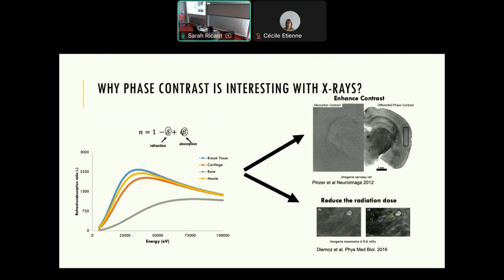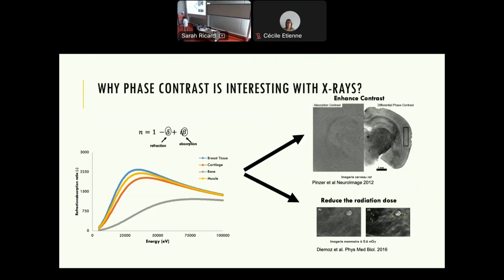Or the other way to use this wave property is to reduce radiation dose. Because we have something that is 1000 times better, we can reduce the radiation, the number of photons that we are using, and still get a good image. So this is a breast, for instance, imaged at 1/5 of what is normally done in conventional mammography. And this is the contrast that you have with phase, and this is the contrast that you have with that image.